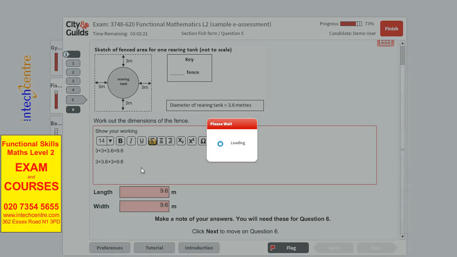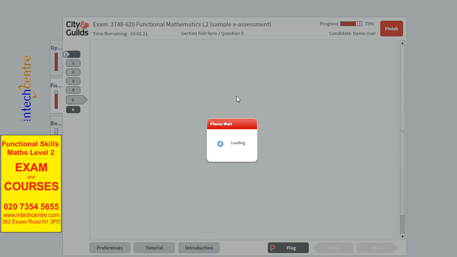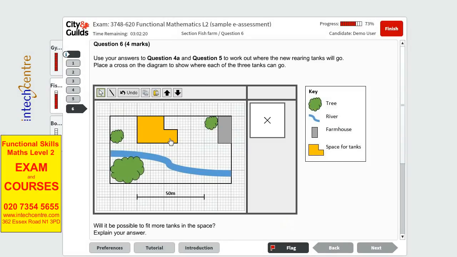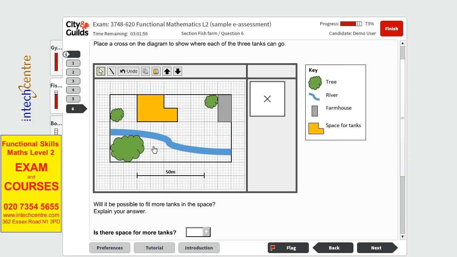Now if we move on to the last question in the second part of the online sample paper, we have question 6. We have to use our answer from question 4A and question 5 to work out where the new rearing tanks will go. We have to place a cross on the diagram to show where each of the 3 tanks will go. So we'll use the X to show where the tanks will go. So I will show you how you decide where to put the tanks. And then they ask you whether it's possible to fit more tanks in the space.